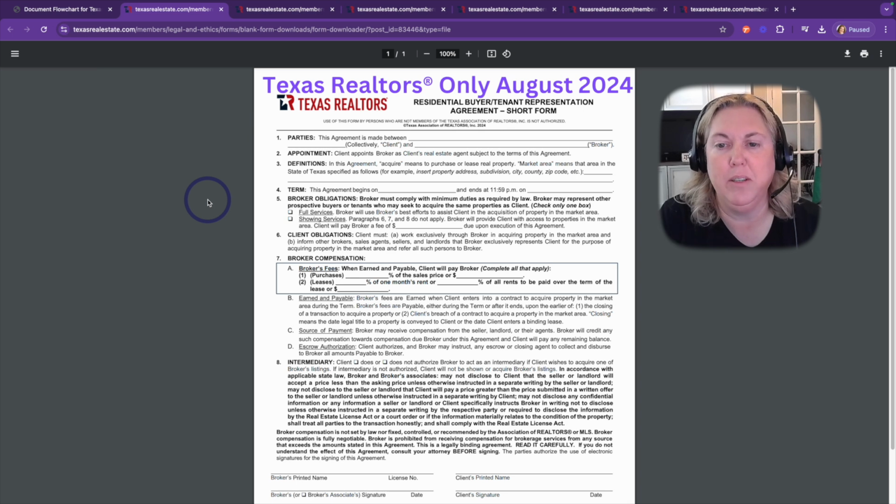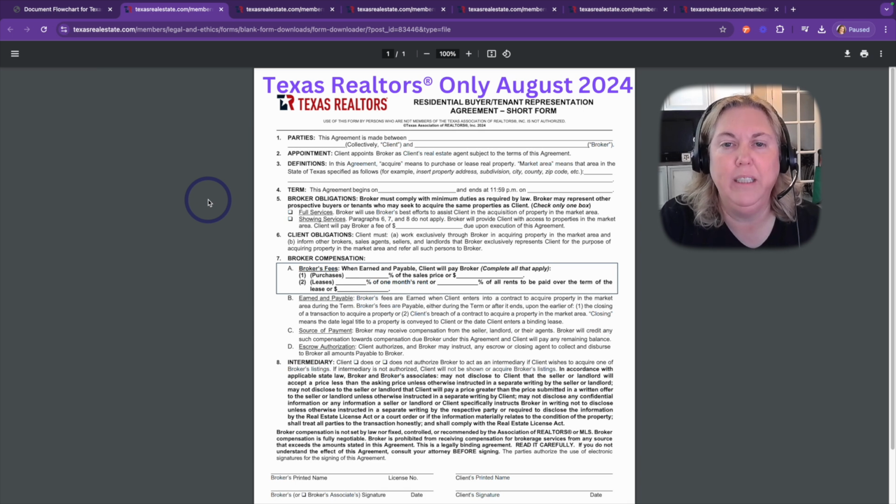Sometimes buyers don't want to fill out the other one. That's okay. You can always amend and or terminate this agreement and move over to the long form later. So what we're going to do, we're going to select that, and if it is a showing service, it shows here that paragraph 6, 7, and 8 do not apply, that the broker will provide client with access to properties in the market area, and the client will pay broker a fee of blank due upon execution of this agreement.